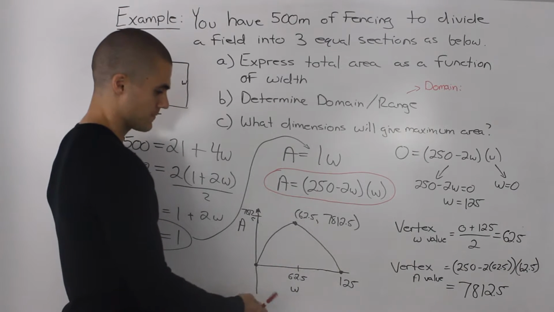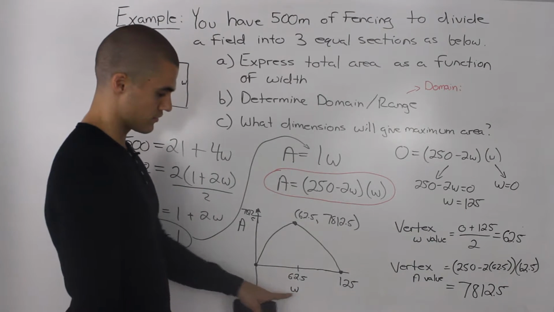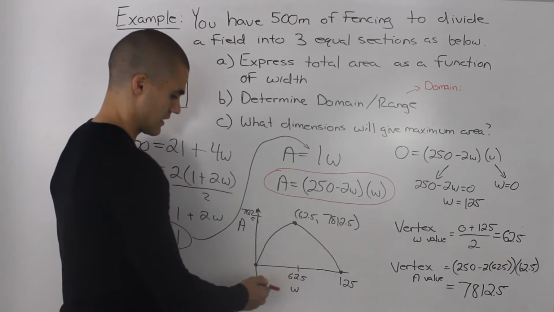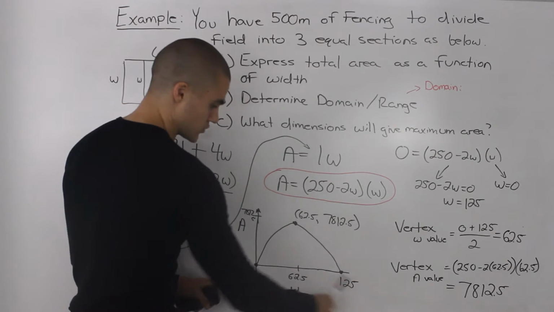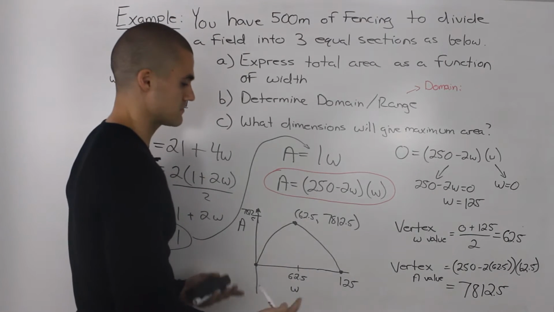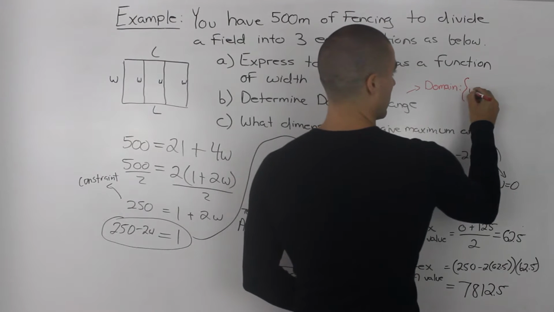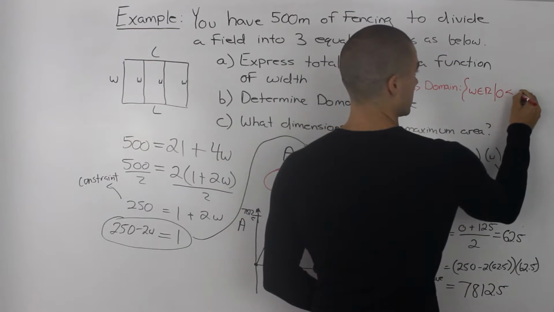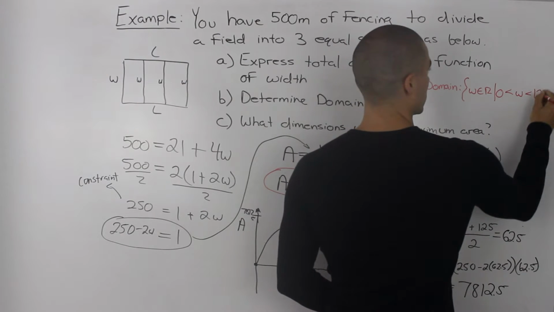looking at our graph, we can tell that the width can only take a value between 0 and 125. If it's anything above 125 or less than 0, the area would be negative, and that doesn't make sense. So the width can be anything, but it has to be between 0 and 125.